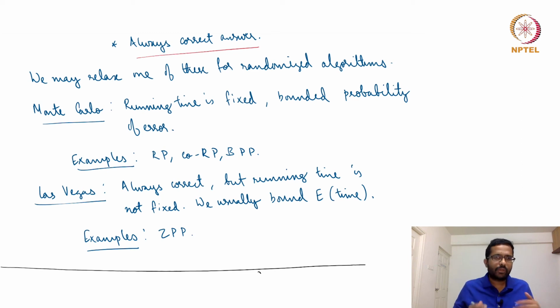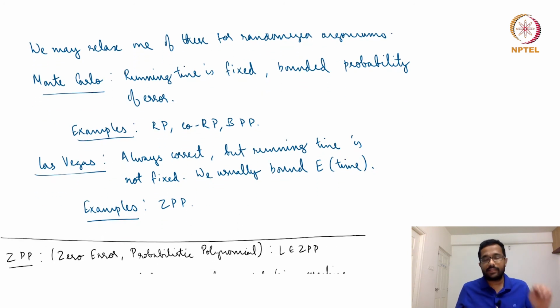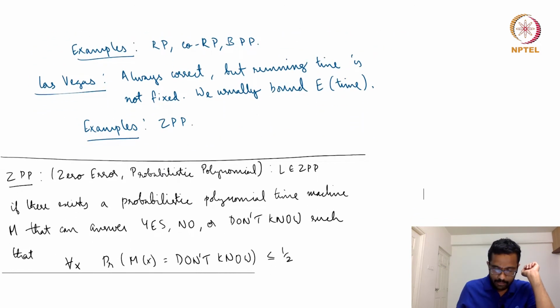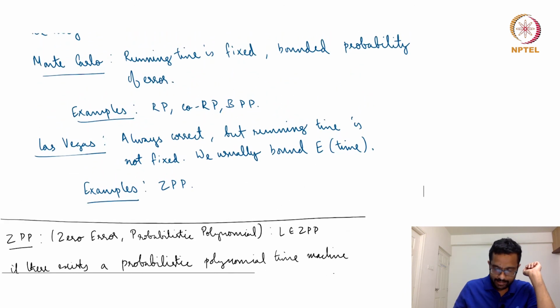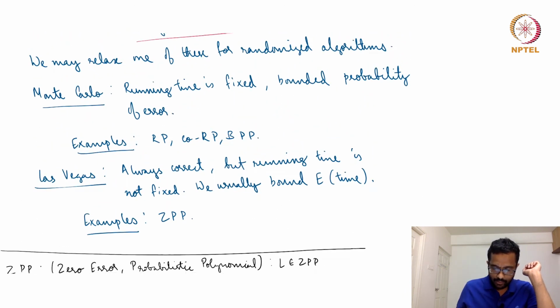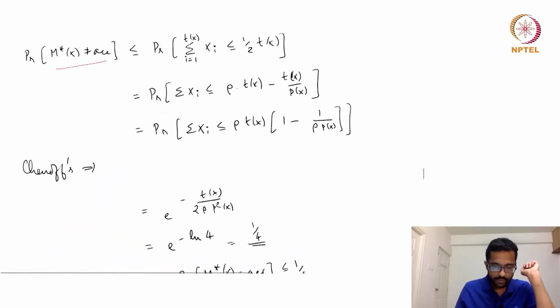Sometimes what we do in the case of quicksort, we say expected running time is bounded. So we bound expected running time. And one complexity class that pertains to this is called ZPP. ZPP stands for zero error probabilistic polynomial time. That is abbreviated as ZPP, and I think we will see this in the next lecture, and I will quickly summarize what we have seen so far.